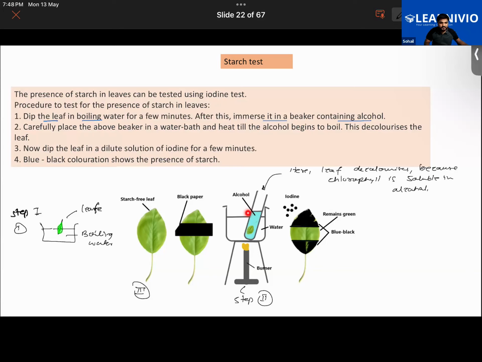Sir, yes sir, this experiment we have done in my school, so sir, I do not have doubts regarding it. Very good. Very good. Okay.